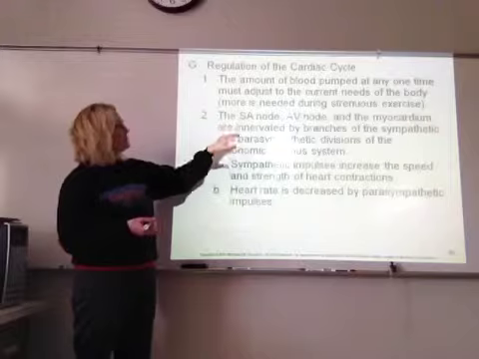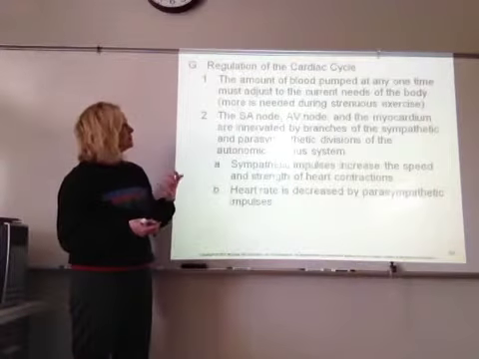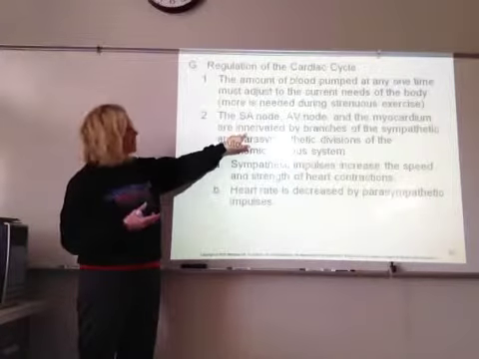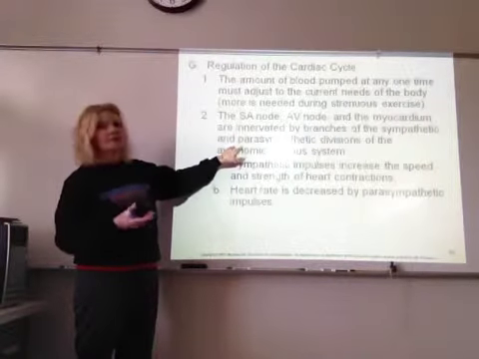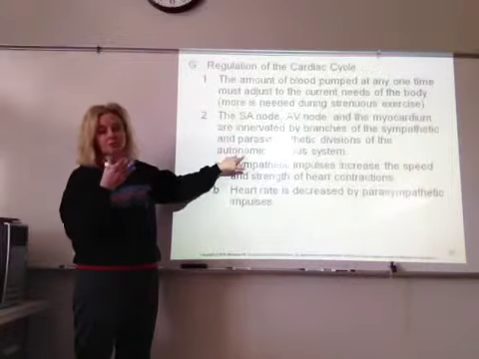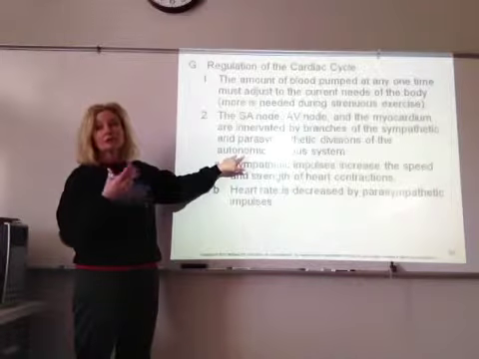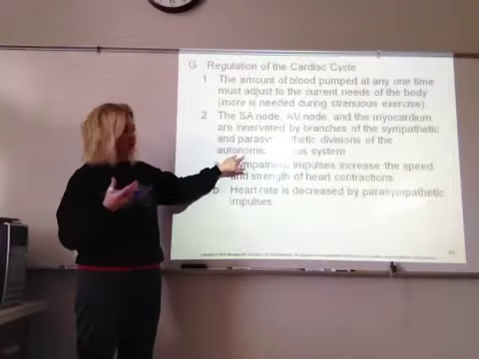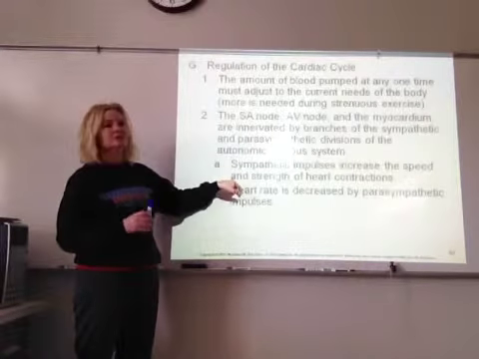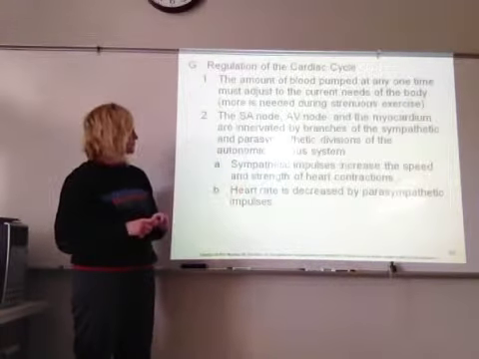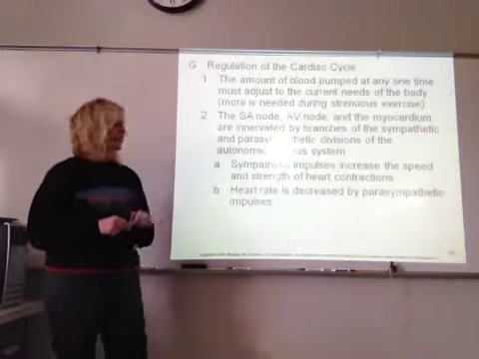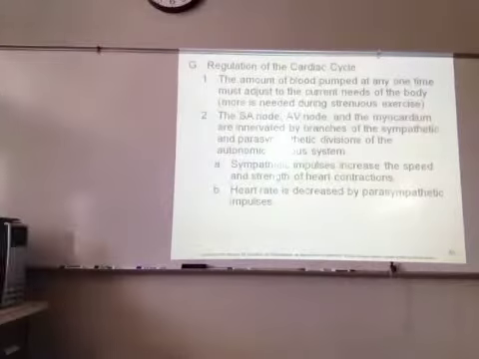The SA node, the AV node, and the myocardium, the actual muscle, are innervated by many nerves that branch off of the sympathetic and parasympathetic divisions of the nervous system. So basically your nervous system is telling your heart, you're exercising, you need more oxygen, you need to beat faster. Sympathetic impulses increase the speed and strength of your contraction, and then heart rate is decreased by parasympathetic impulses.